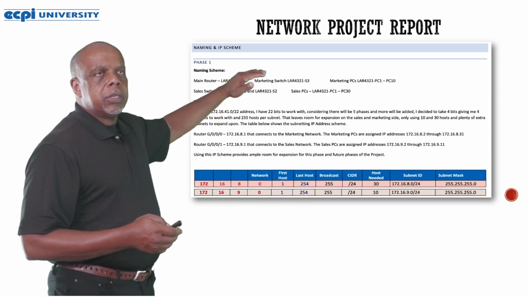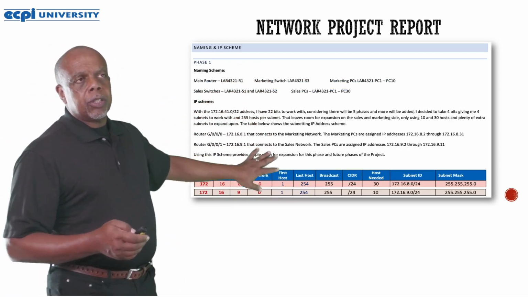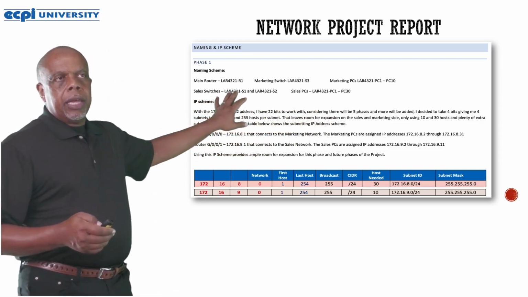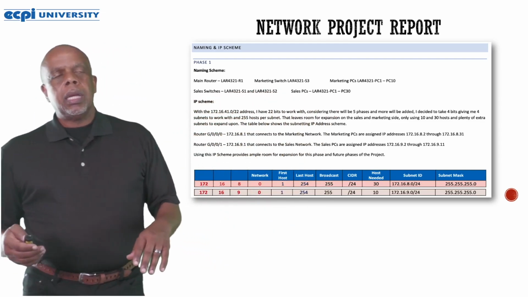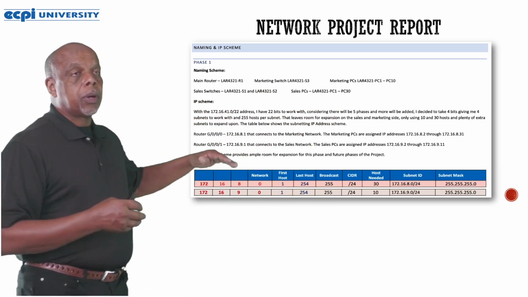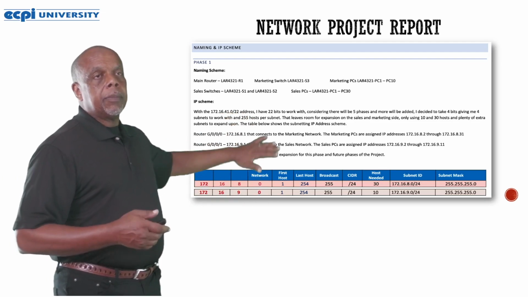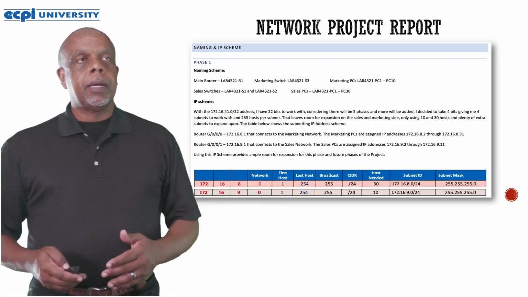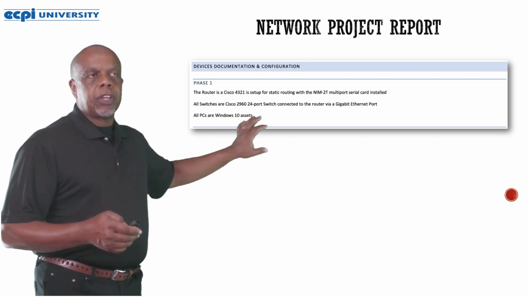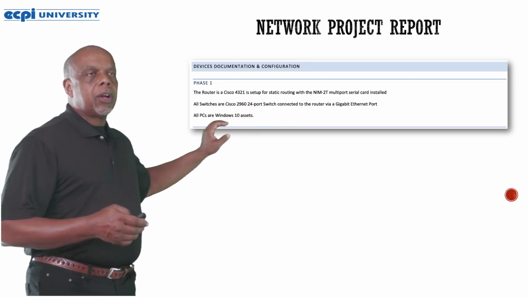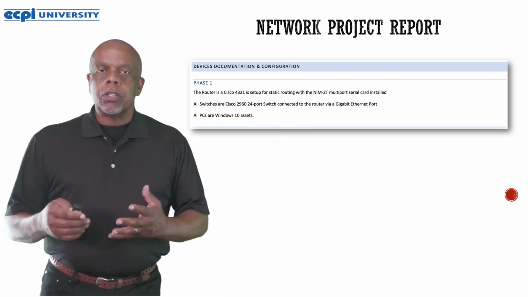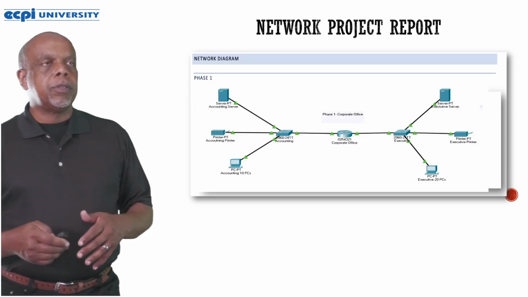In phase 1, you're going to talk about your naming and IP schema. This is what you name it. Like I said, I named my main router LAR4321-R1 because we're going to continue to add more components to this network. Also, your IP schema. Tell me how you came up with your IP schema as well. You're going to talk about your device documentation and configuration. How is your router configured? How are the switches configured? What type of configurations do you have in your PCs? All of those things, we're going to add to this project.